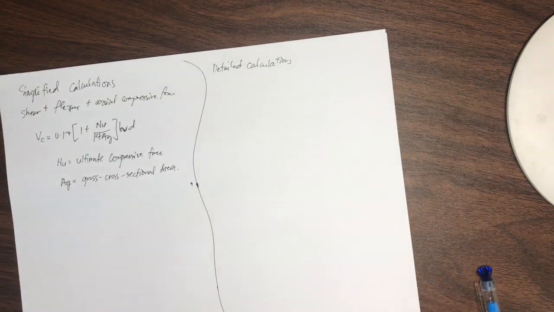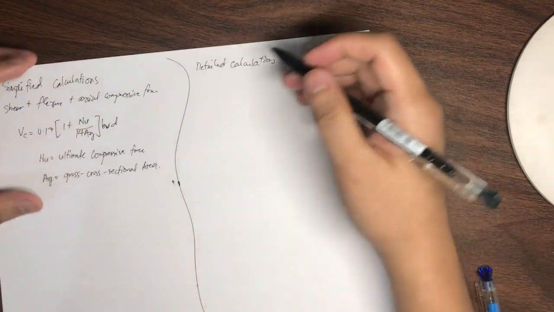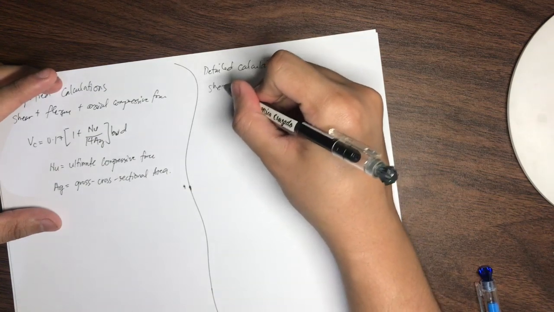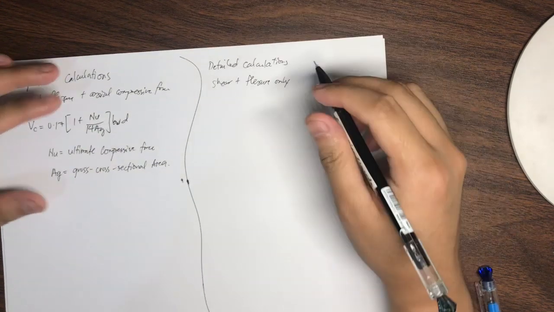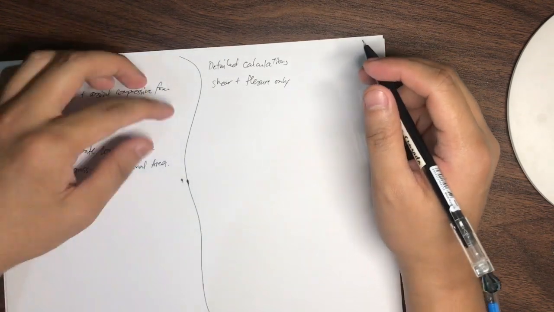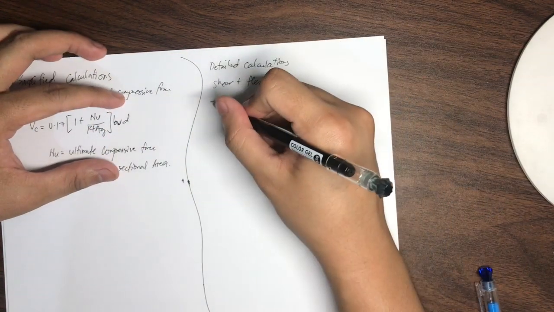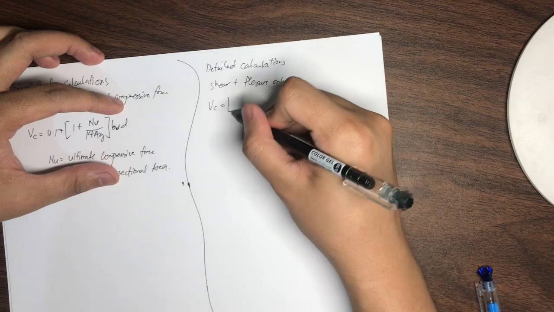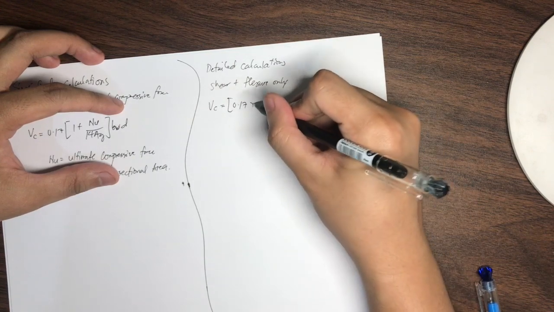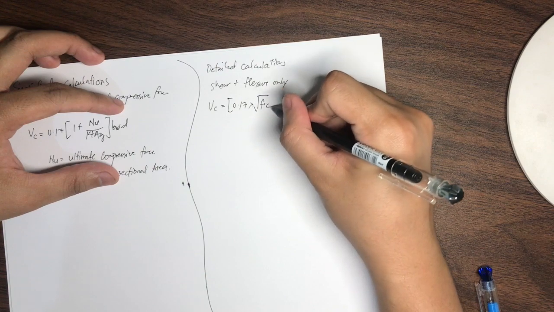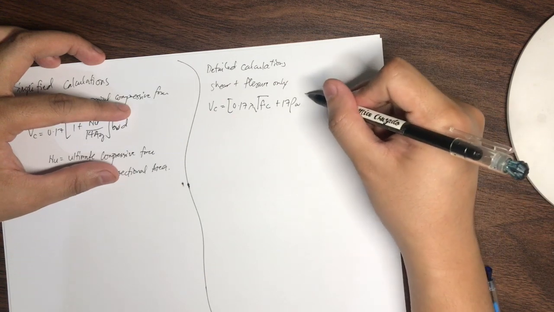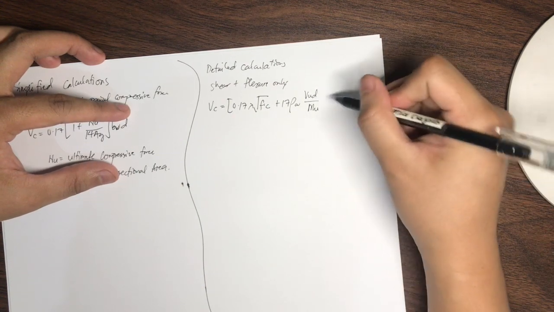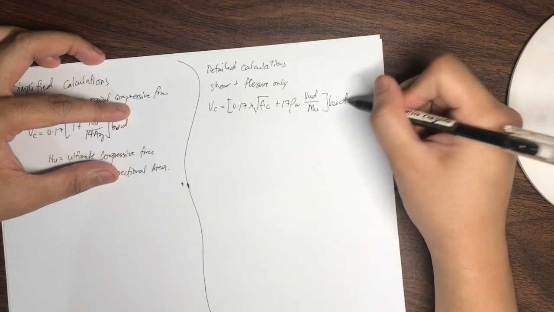Now, let's have the detailed calculations. So, if it is only subjected to shear plus flexure only, the formula will be Vc equals 0.17 lambda, which is your modification factor, multiplied by square root of f'c plus 17 rho_w multiplied by Vu d over Mu, then multiplied by its area.